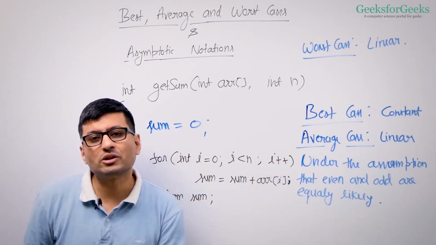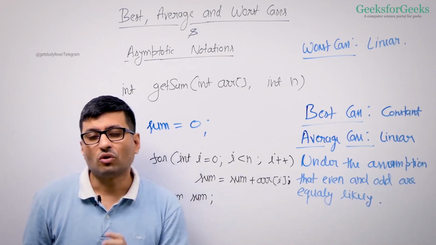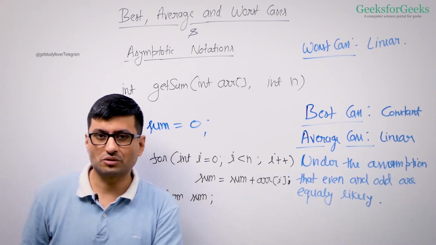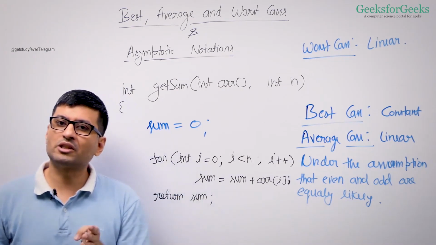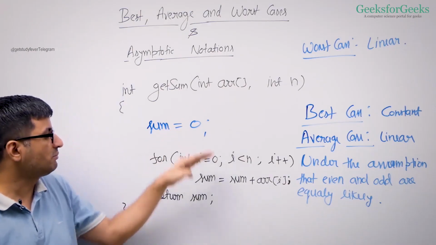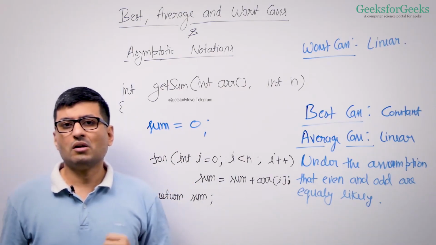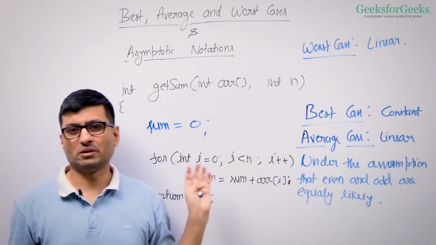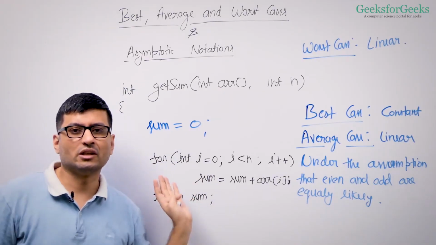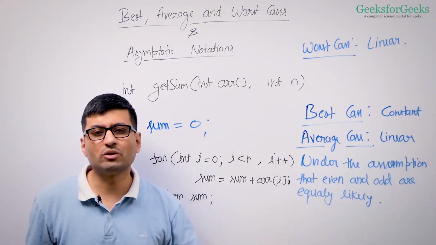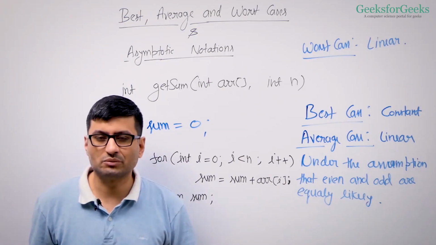There are examples of algorithms which always have the same order of growth in all cases. Merge sort is an example. This sum is an example. Minimum of an array is an example. Maximum of an array is an example. You will have to traverse through the whole array to find the minimum and maximum also.